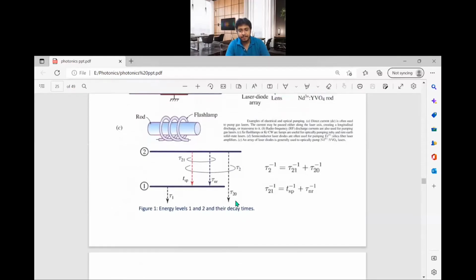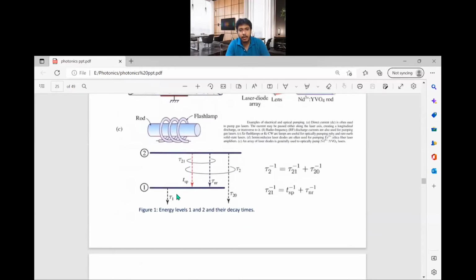Okay. So as you can see, this is the higher energy state. This is the lower energy state. The electron can jump from this level 2 to this level 1. So each electron can jump from level 2 to level 1, and they can jump from level 2 to level 0 also.